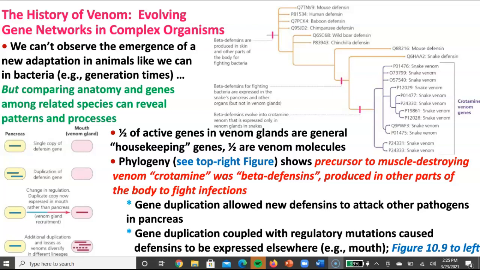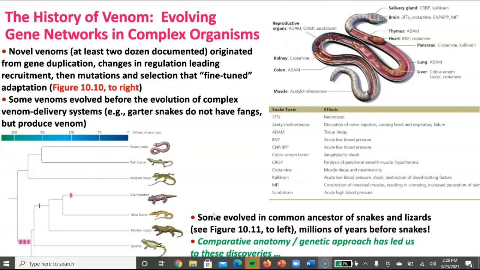And then that continued over evolutionary time with more gene duplications, and those genes being used to make different kinds of venoms, different kinds of proteins, producing the cocktails of venoms that are now so well known in the snake lineages. So here we can take an even closer look at the history of venom in snakes to get a better picture of how the venom and venom delivery systems evolved in snakes. So, evolving gene networks in complex organisms.